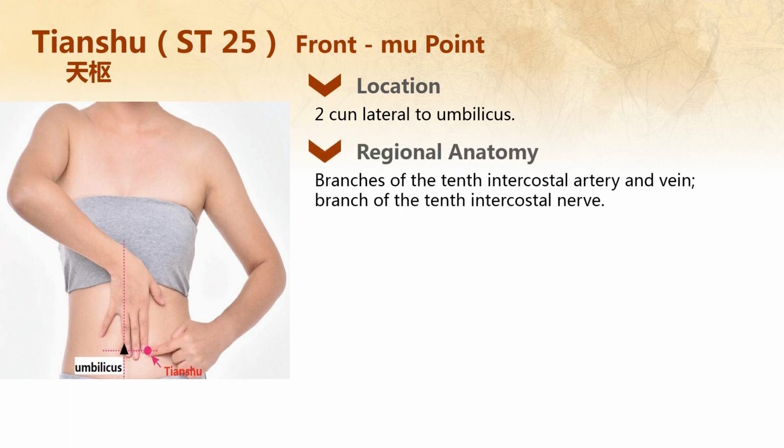Tianshu, it is the front mu point. Location, it is 2 cun lateral to the umbilicus. Regional anatomy, branches of the 10th intercostal artery and vein, branch of the 10th intercostal nerve.